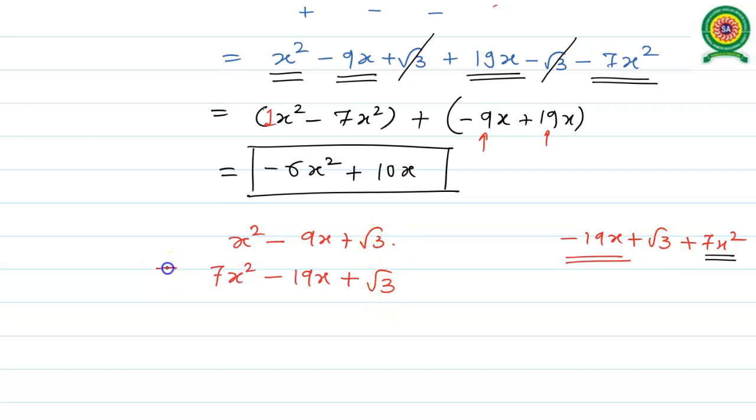Now we are doing the subtraction. Due to the middle sign being minus, all signs change: positive 7 to negative 7, negative 19 to positive 19, positive root 3 to negative root 3.